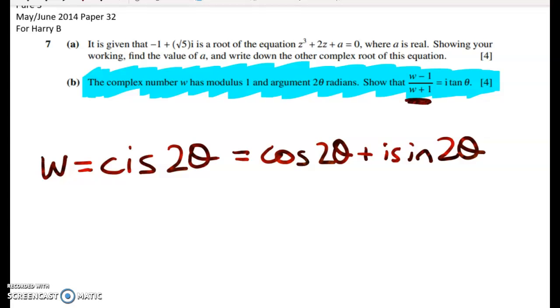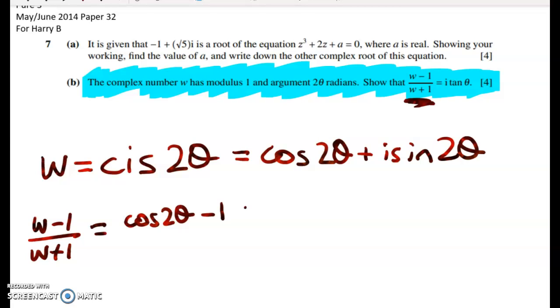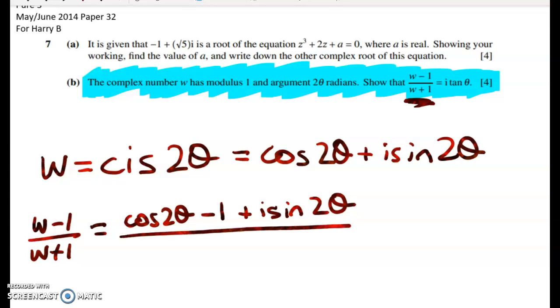So now I'm going to go straight into the left-hand side and substitute in, and I'm going to get this. So W minus 1 over W plus 1 is going to equal cos 2 theta minus 1 plus i sine 2 theta, divided by cos of 2 theta plus 1 plus i sine of 2 theta. Now, when I look at that, and hopefully by now, when you look at that, you're going to see a couple of things straight away.